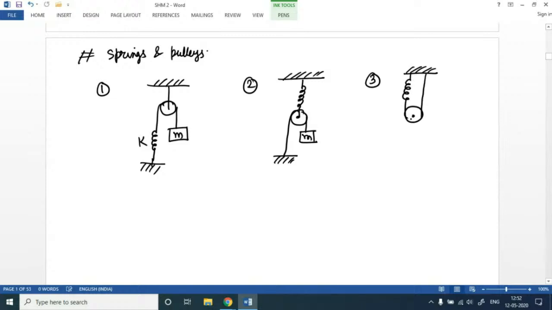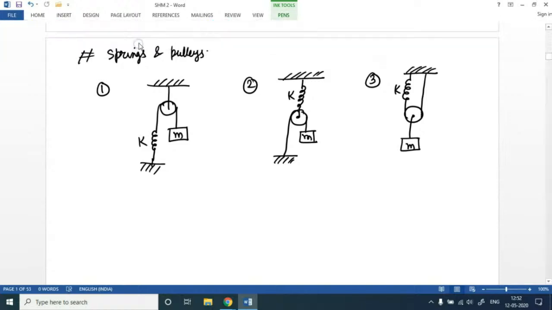So this is the spring and this is the block over here. In all these situations, the mass of the block is m and the spring constant of the spring is k, and we have a frictionless, massless pulley. In all these situations, let's say right now they are all in equilibrium, and if we displace the system slightly, we want to find out the time period of the oscillation.